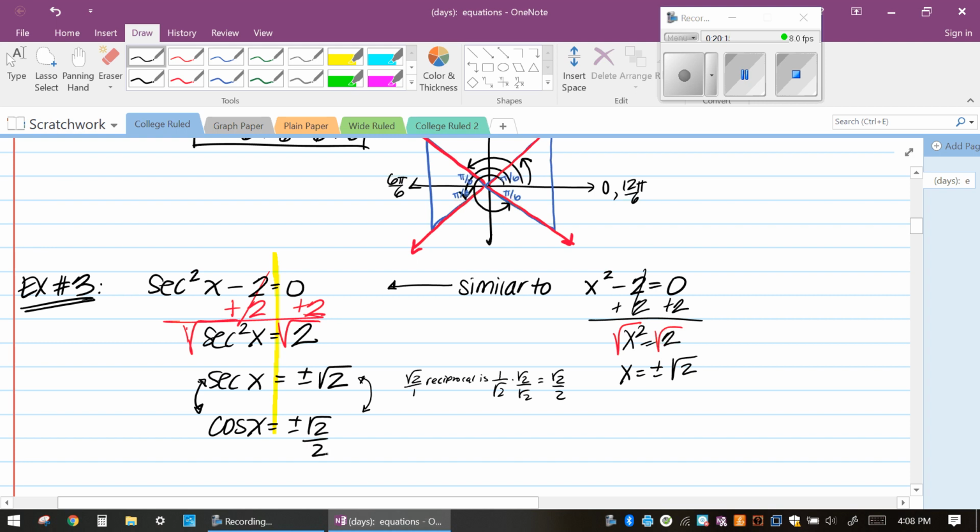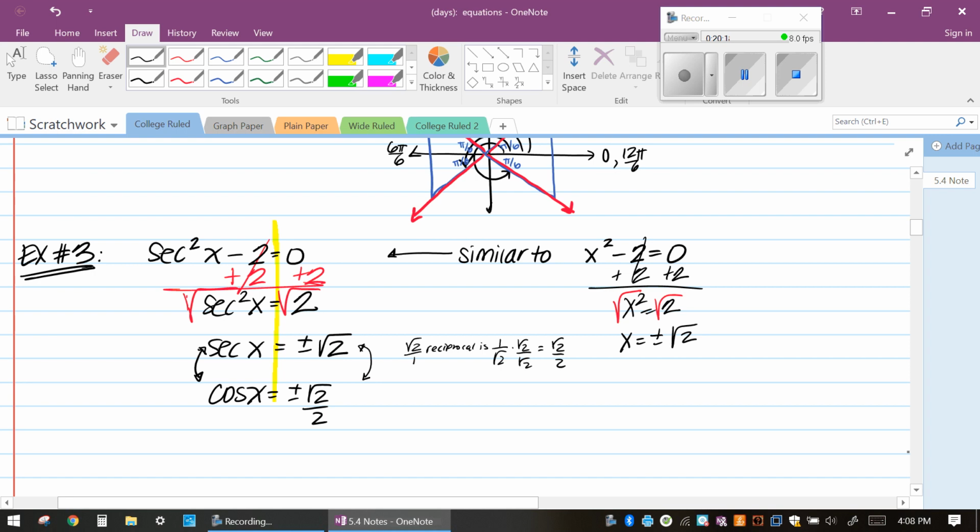Again, you can use the secant or cosine, it doesn't matter, but you need to think of your 30, 60, 90 and 45, 45, 90 triangles. The only angle that has a root 2 in terms of your special triangles is the 45, 45, 90, your pi over 4. So again, secant is hypotenuse over adjacent. If I use pi over 4 and I do hypotenuse over adjacent, I get root 2 over 2. So that tells you that your reference angle is pi over 4.